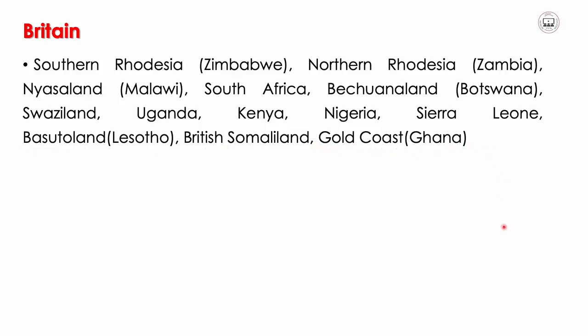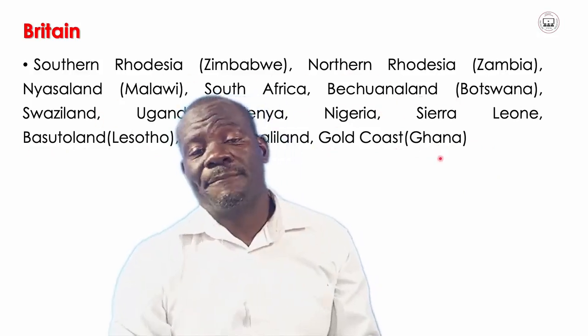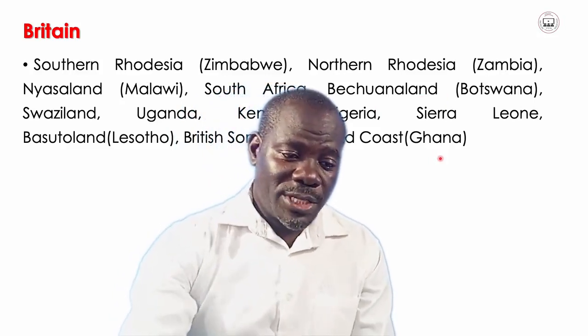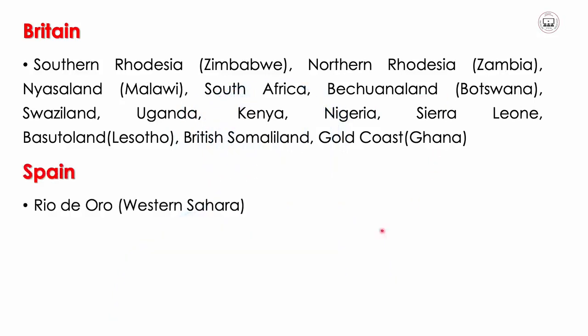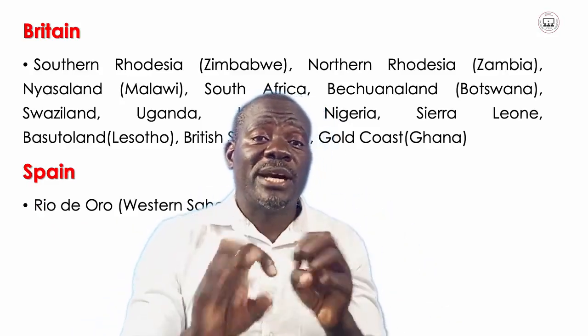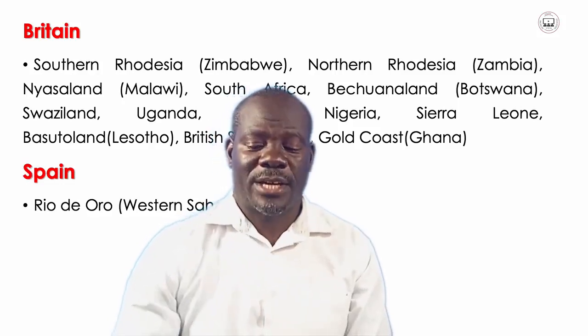So all these territories, they went to Britain. So you can see there, Britain also got a lot of territories. What about Spain? Spain also got Rio de Oro, which is Western Sahara, a country called Western Sahara. So these were the main countries that took part in the scramble for Africa.